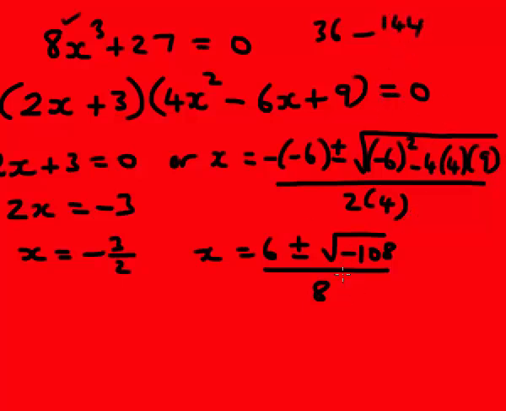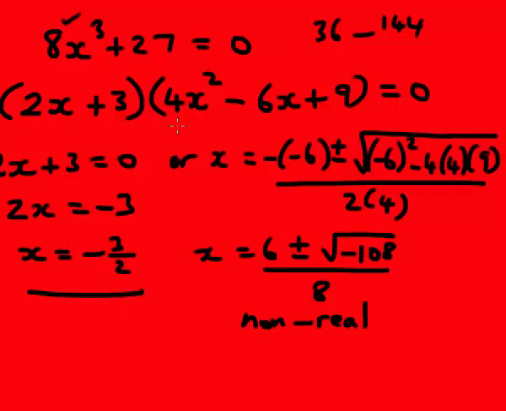That gives us this number here. Okay, so it's 36 minus the product of 4, 4, and 9, which gives you 144, and then if you work that out, you get minus 108, and that's negative. So this is non-real. So you can't use that. So your only real solution is going to be minus 3 over 2.